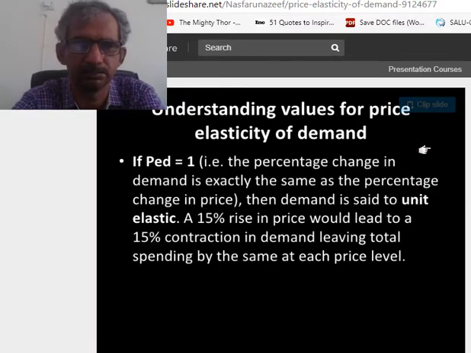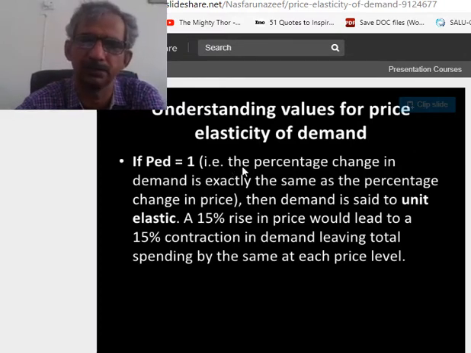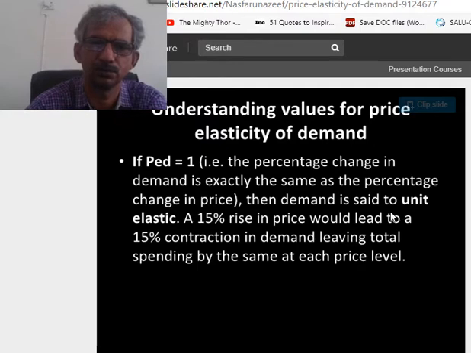If the price elasticity of demand answer is equal to 1, the percentage change in demand is exactly the same as the percentage change in price, then demand is said to be unit elastic. A 15% rise in price would lead to a 15% contraction in demand, leaving total spending the same at each price level.